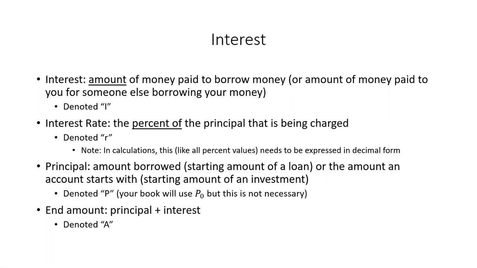So interest is going to be the amount of money paid to borrow money, or it's the amount of money paid to you for someone else to borrow money. So most of the time we hear interest on like a bank account. What's happening is we are making money on that bank account because the bank is borrowing the money from us. So when we're putting that money into that bank account, they are borrowing that money to be able to give other people loans, and then they're paying us interest since they're borrowing it from us. You might have also heard interest on like a credit card. In that case, we're being charged interest for borrowing money from that credit card account. So either way, it's amount of money paid to borrow money.